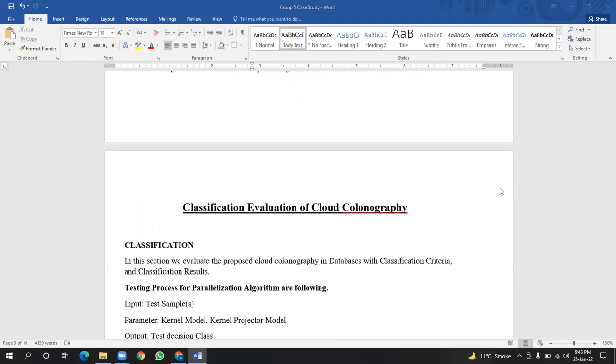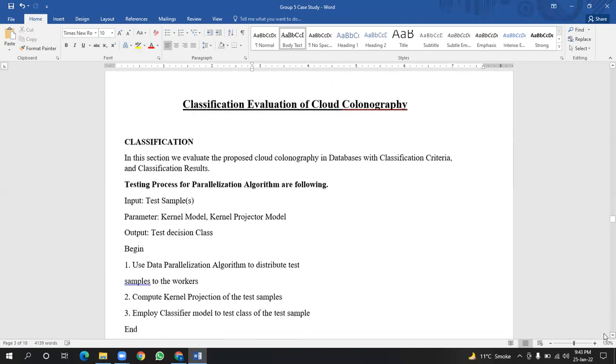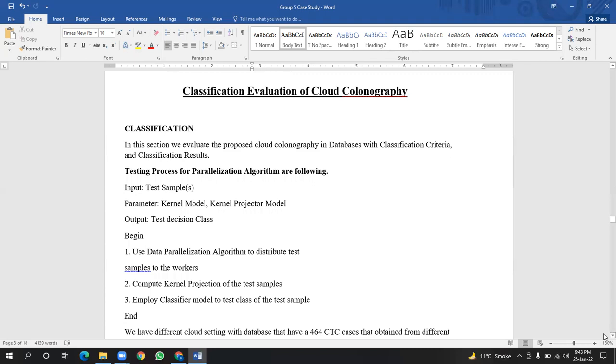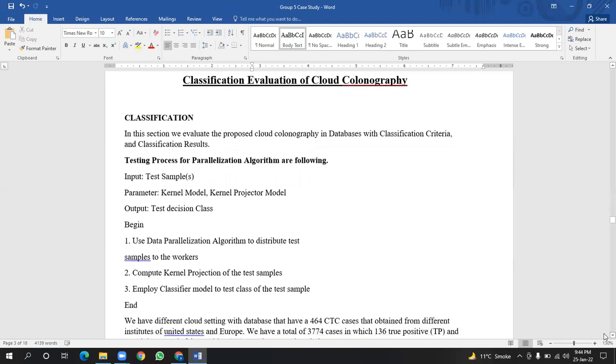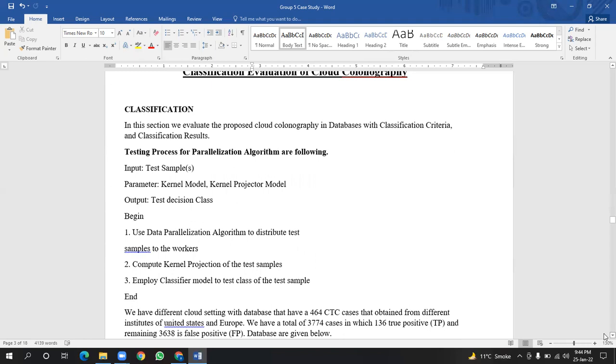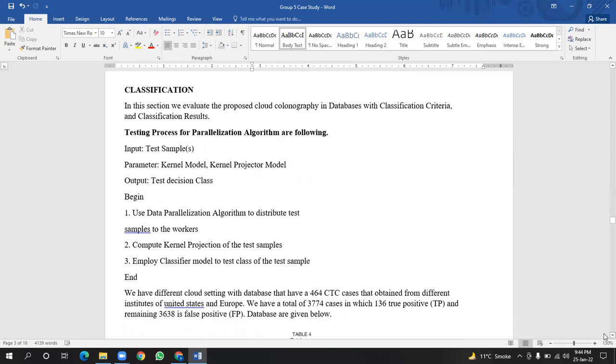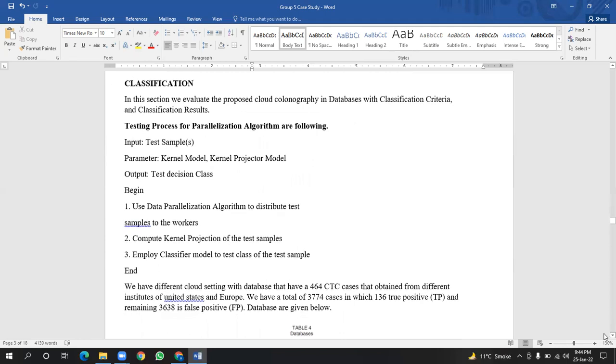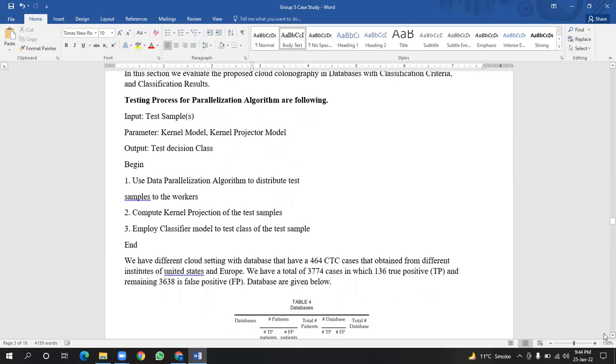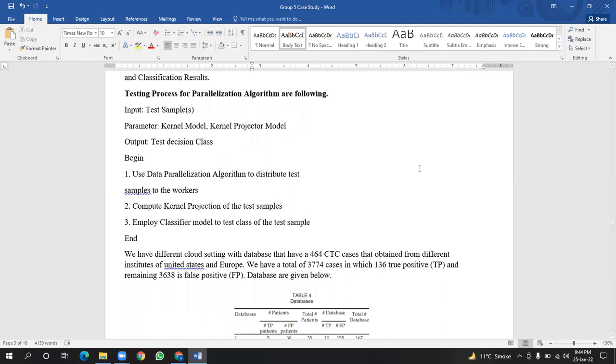Assalamu alaikum. My name is Muhammad Mursaleen. In this section, classification evaluation of cloud clonography, we evaluate the proposed cloud clonography in the database with classification criteria and its results. In the testing process for the parallelization algorithm, the input is test samples, the parameters are kernel models and kernel projector models, and the output we get is the decision class. The data will begin the data parallelization algorithm, compute kernel projections of these samples, and employ classifier models to test the class of test samples.